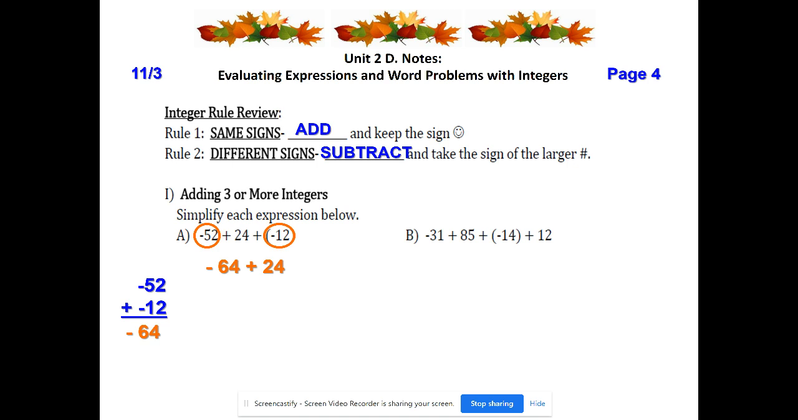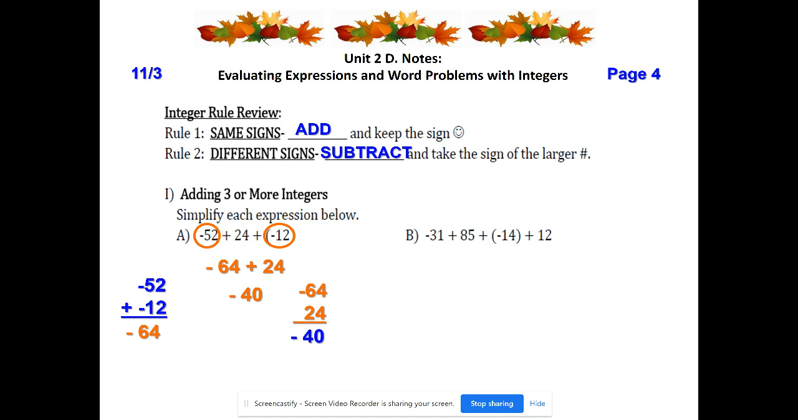So negative 64 and positive 24 are different signs, so we're going to subtract them. When we subtract them, we get 40. There's more negatives because 64 is bigger than 24. So the answer is negative 40. So the steps that I need to see from you are circling your negatives, the second line, the third line. The things off to the side, you only do those if you need to.